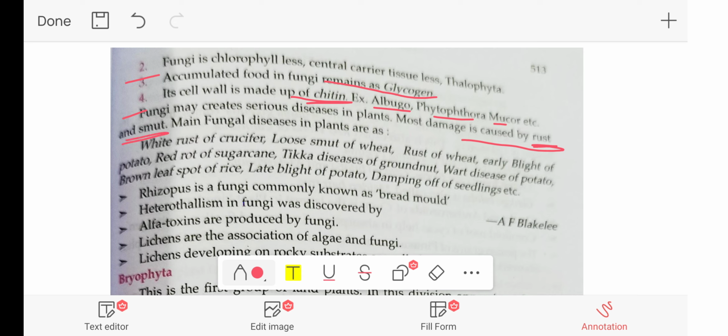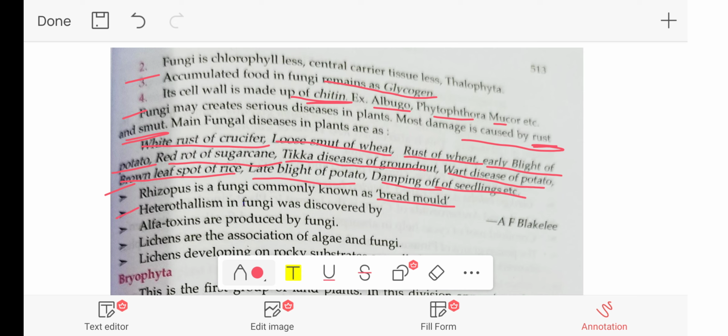Main fungal diseases in plants are white rust of crucifers, loose smut of wheat, rust of wheat, early blight of potato, red rot of sugarcane, tikka disease of groundnut, wart disease of potato, brown leaf spot of rice, late blight of potato, damping off of seedlings, etc. Rhizopus is a fungus commonly known as bread mold.